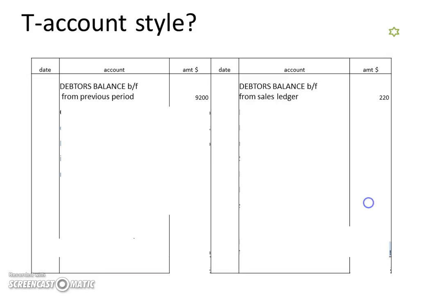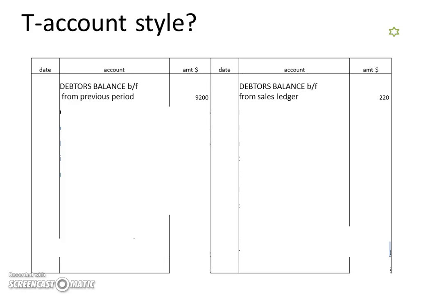All right. So I've laid out the traditional style, and I've put in the two balances that we were given at the beginning of December. So we were told that there was a debit balance on the books of $9,200. So this is the balance brought forward. And the sales ledger also had a balance of $220 on the credit side. More than likely somebody returned goods and it was not yet processed.